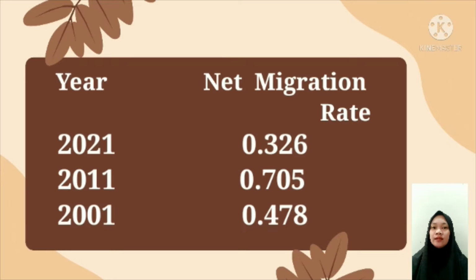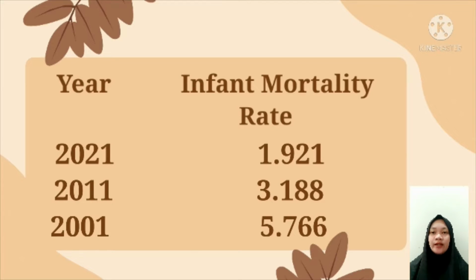Now we have also the net migration rate in South Korea. In the year 2021 we have 0.326, and the year 2011 was 0.705, while the year 2001 was 0.478. And we have also the infant mortality rate in South Korea. The year 2021 was 1.921, and the year 2011 was 3.188, while the year 2001 was 5.766.